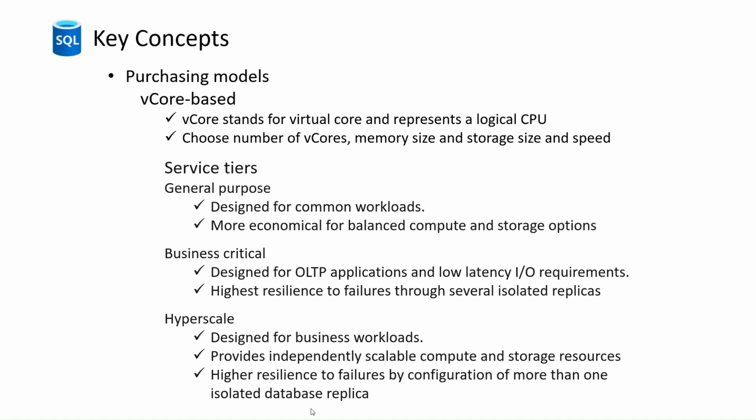Next, service tiers. Let's see what's a service tier. Service tier categorizes the database based on the amount of workload required for applications, cost, low latency, resiliency, and so on. The vCore based purchasing model has three service tiers. First, the general purpose service tier. This service tier is designed for common or standard workloads and more economical for balanced compute and storage options.